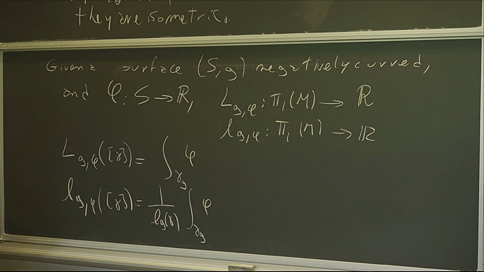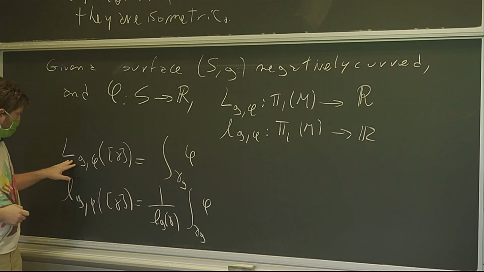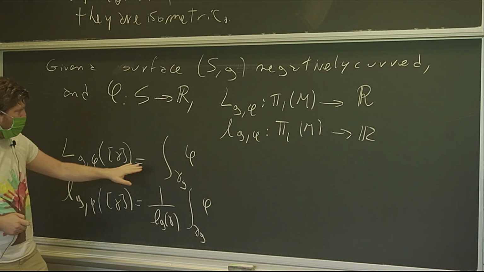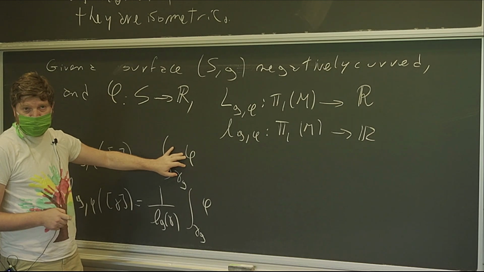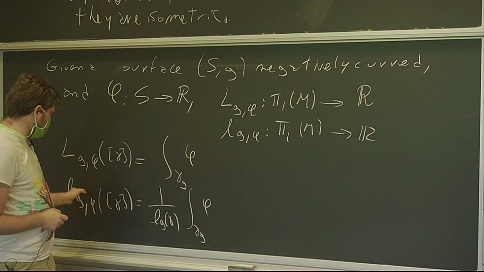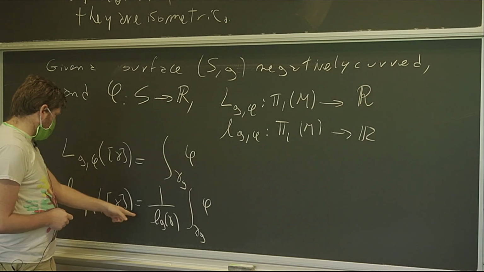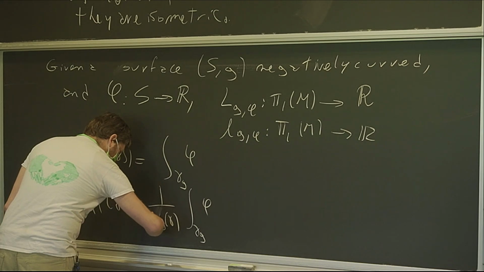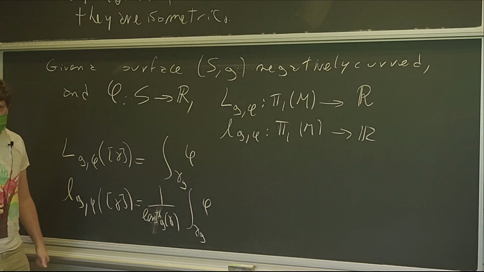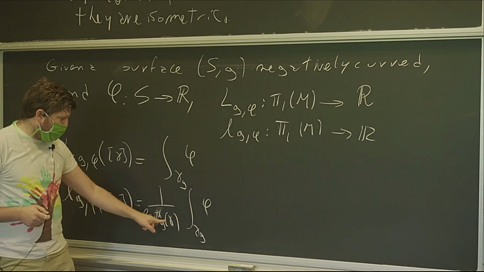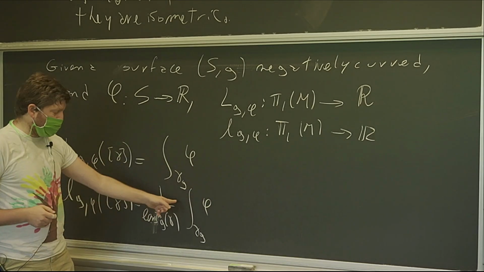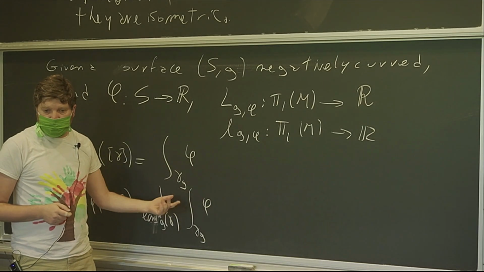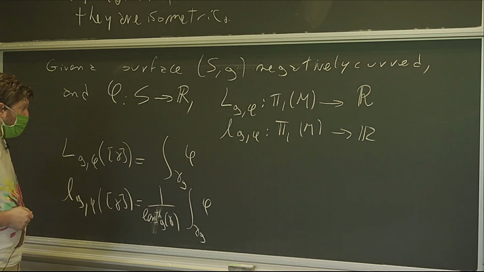So we have these two objects. In the case of Croke and Otal, you are worried about the function phi being the constant function 1, and the capital L is just the length. In the case of the little l, with the function phi equal to 1, this always gives you just a 1. So it's not so interesting in a sense.